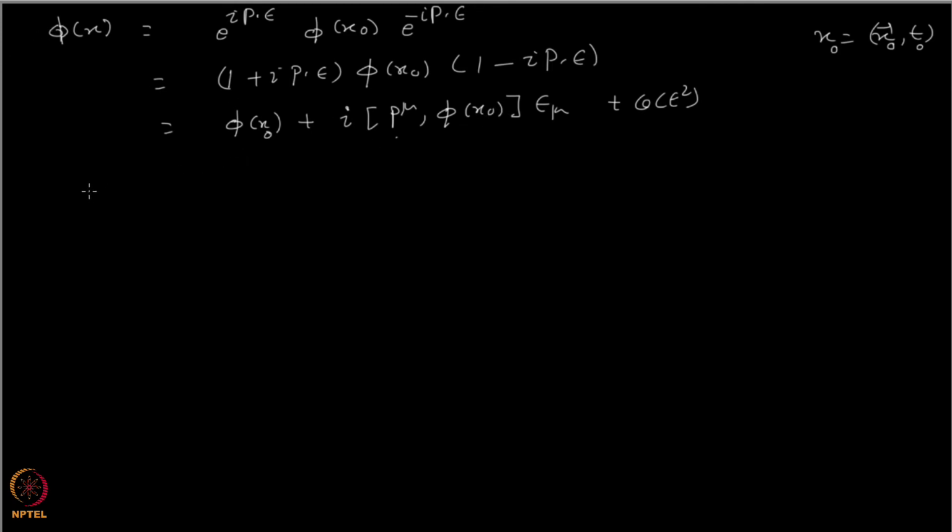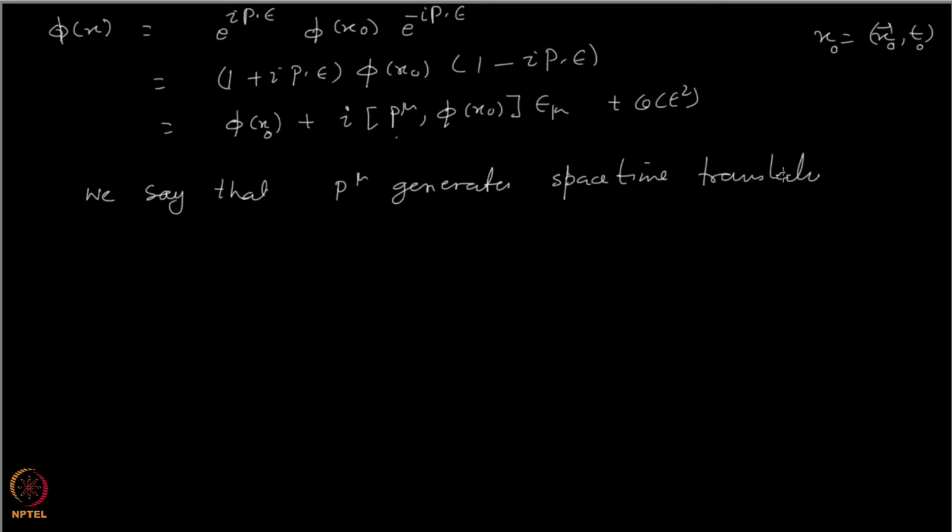So, we say that p mu generates space time translations, or it is the generator of space time translations.